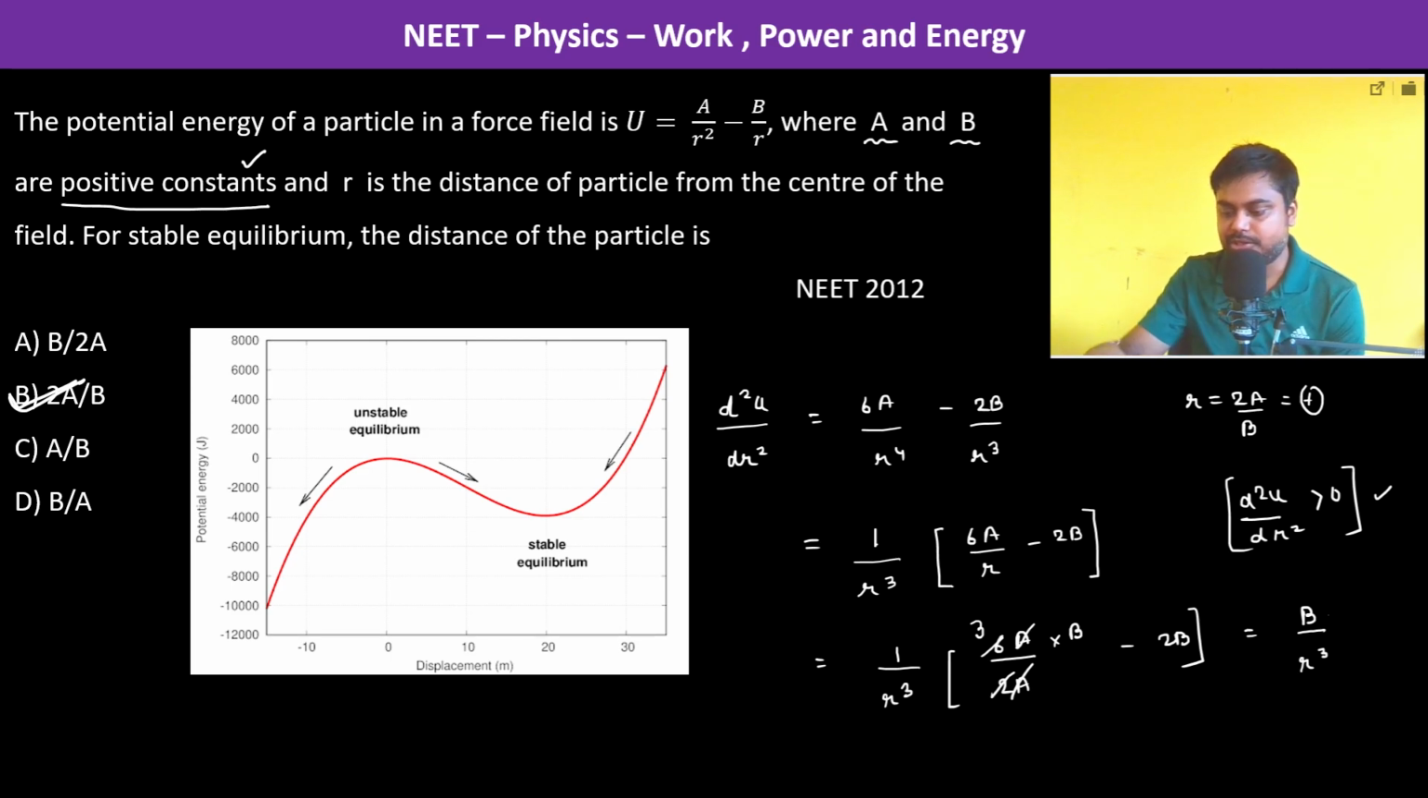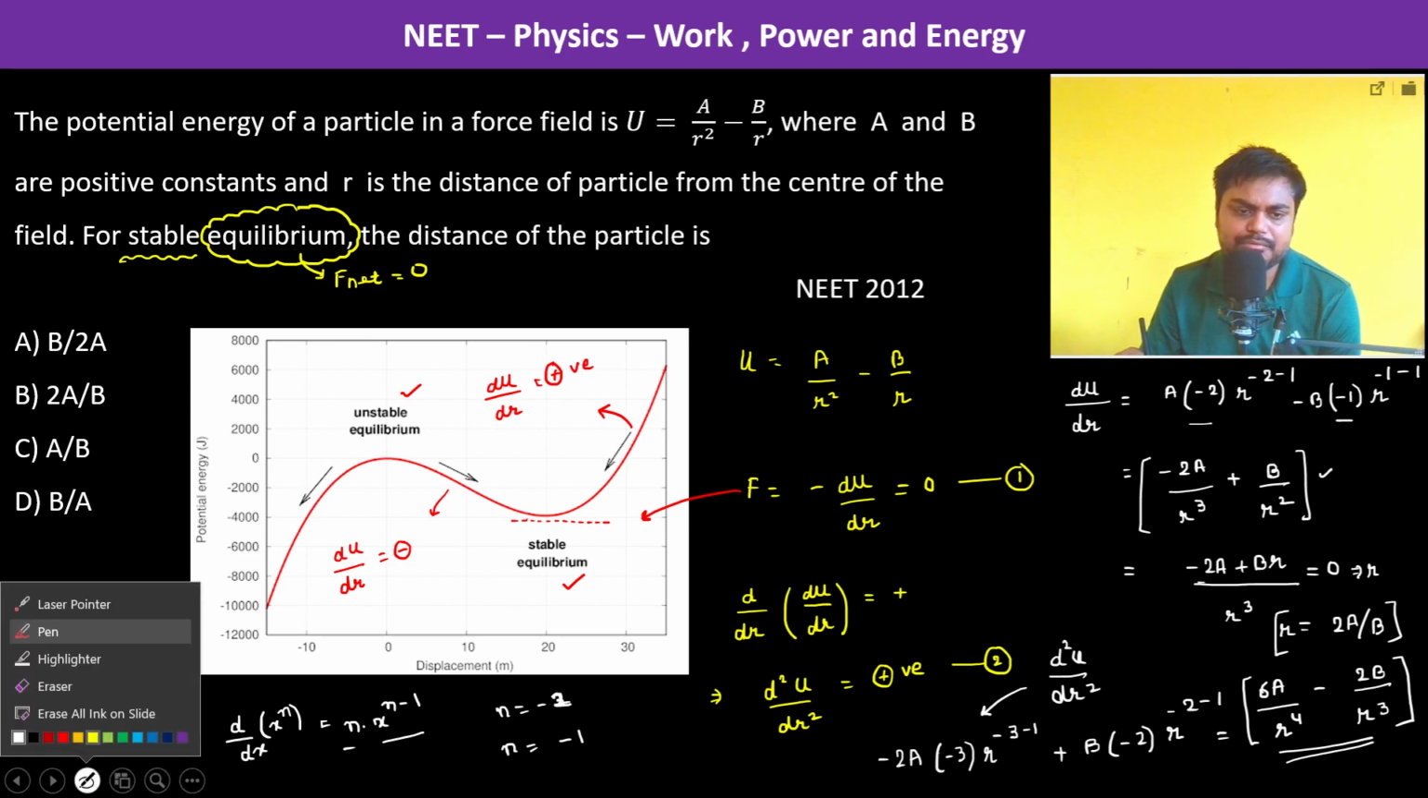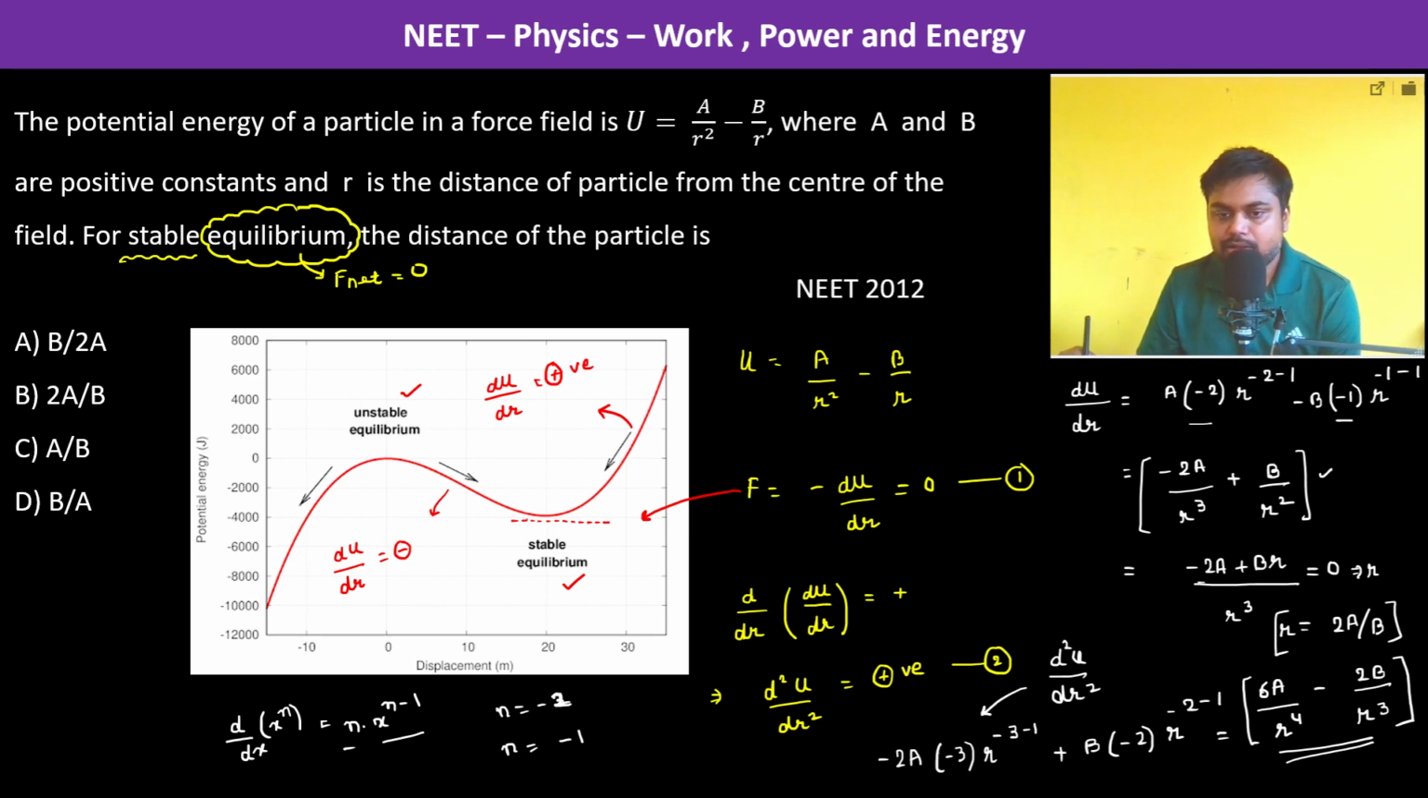One side note here is that actually d2U by dR square is not required to calculate. Why? This is the theory, that's okay, but since we are getting only one equilibrium point, which is R equals 2A by B, there are no other equilibrium points, and that matches with the option, so we'll just tick B and move ahead. However, for the complete understanding, we have solved the entire question.